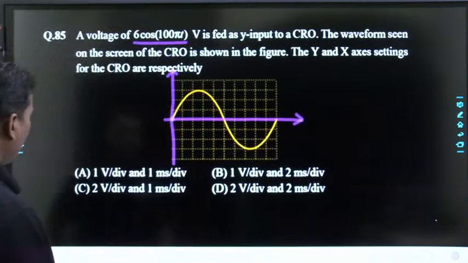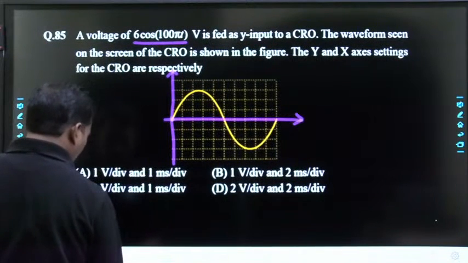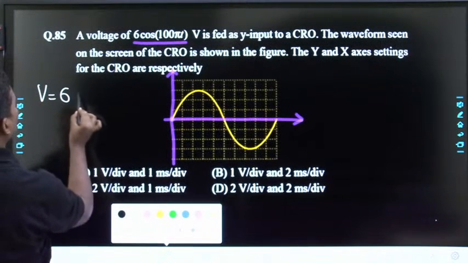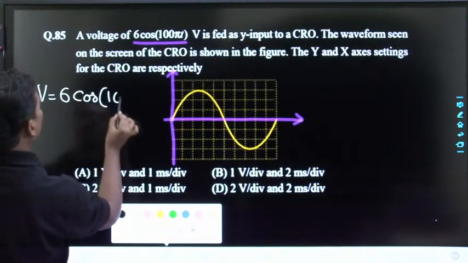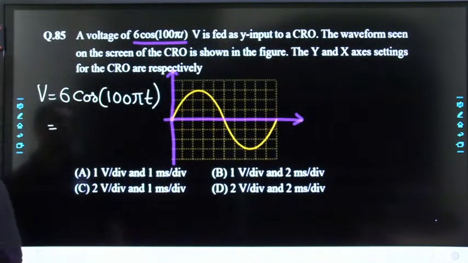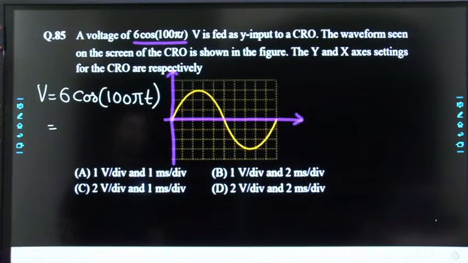What is the voltage signal? Voltage is given as how much? 6 cos 100 pi t. A voltage of 6 cos 100 pi t V is fed as a Y input to CRO. The waveform seen on the screen of the CRO is shown in the figure. The Y and X axis settings for the CRO are respectively dash.